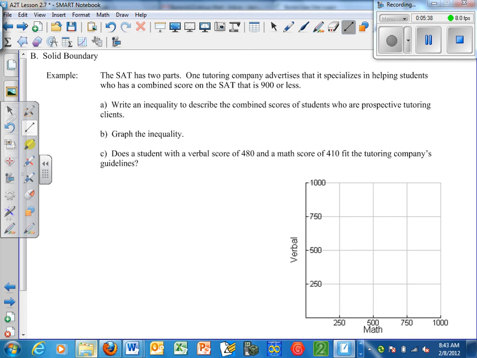So, writing the inequality. We've got math score, verbal score, and then the combination of the two. So for part A, to write the inequality, we're going to let X stand for math, because math is down here, so that's X, verbal is Y. So the combination of the two scores would be X plus Y. Okay, so if X is math score, Y is verbal score. And notice it says 900 or less, so when we add our math and our verbal score, they're going to help people that are less than or equal to 900.